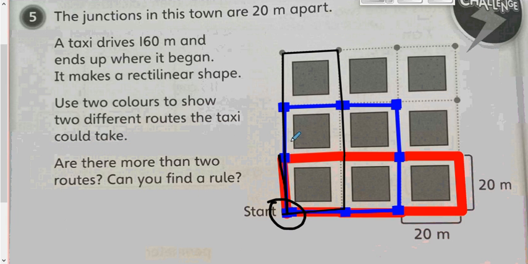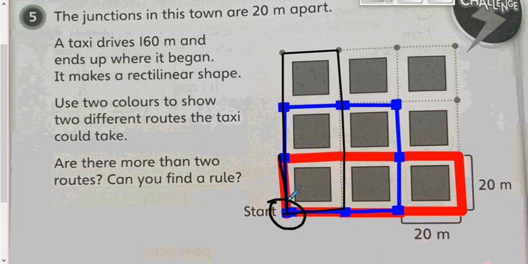Equally, if that doesn't make sense to you, you could have counted in 20s until you got to 160. That might be more straightforward. So you could have gone 20, 40, 60, 80, 100. So at that point, you would have done 100 meters, 120, 140, 160. So you could do it either way, it doesn't matter too much.